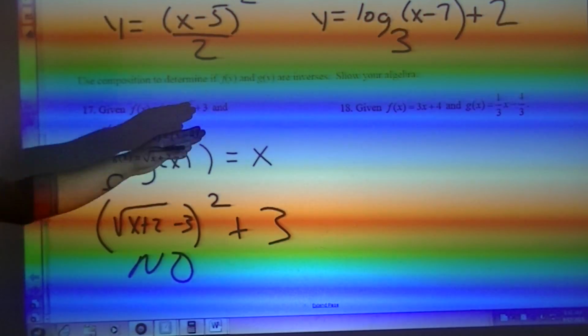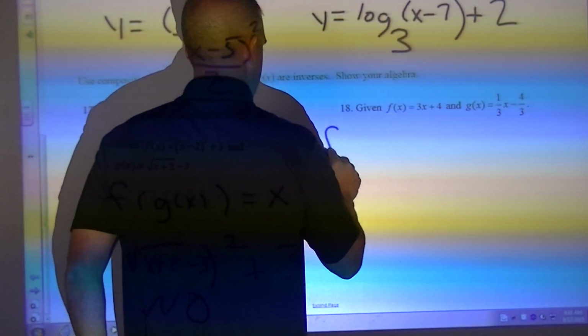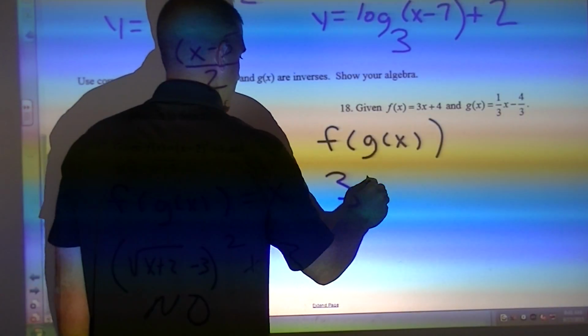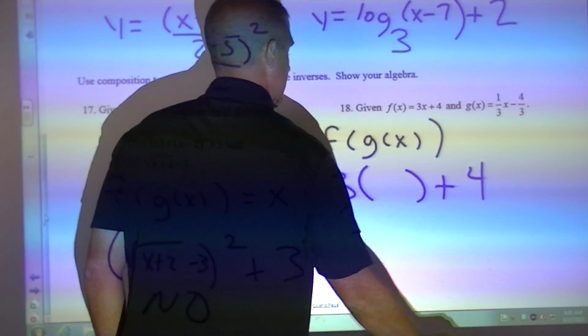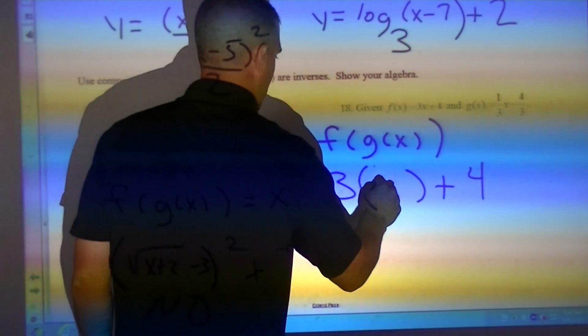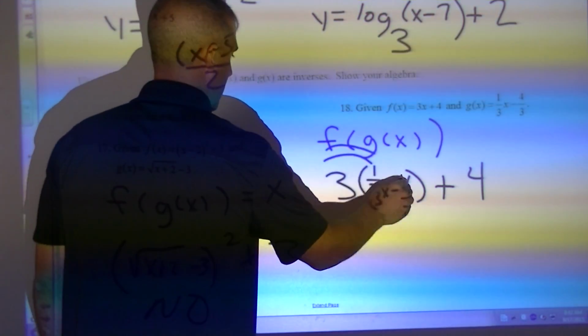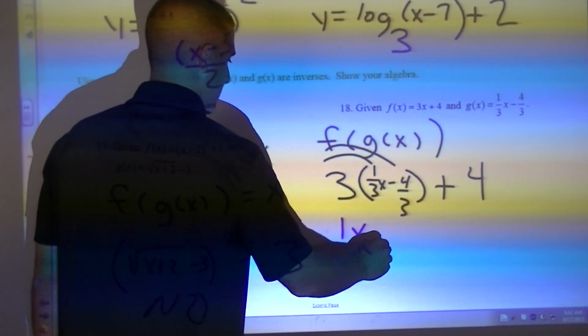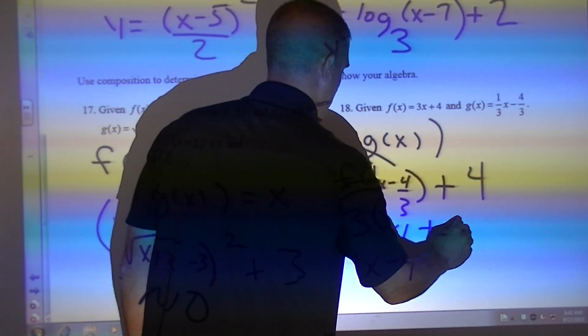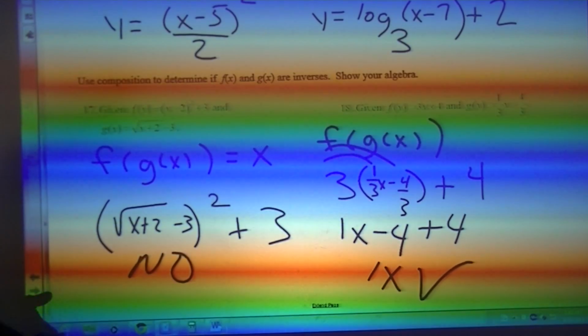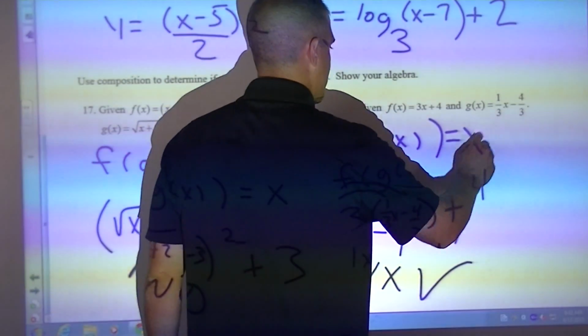Same thing over here. F of g of x. So what I would start with is 3 parentheses plus 4. Now I'm going to put 1/3 x minus 4/3. Now if I multiply that, that's going to be 1x minus 4 plus 4, so I get 1x. So that is true. So if that equals that, then that is true.